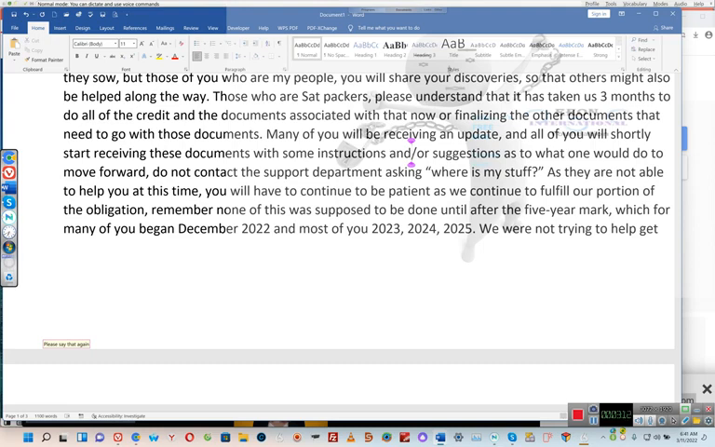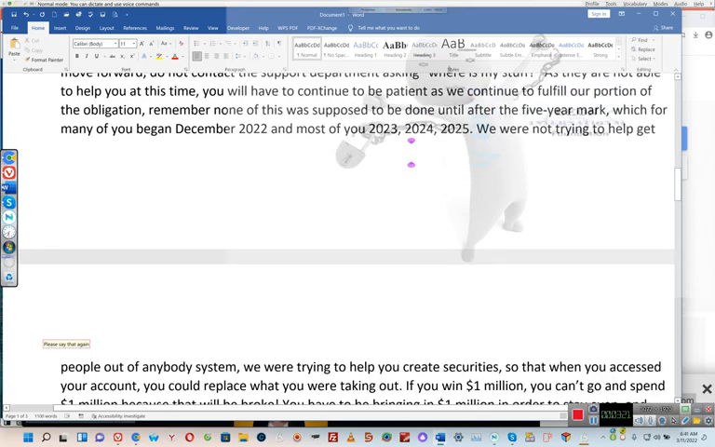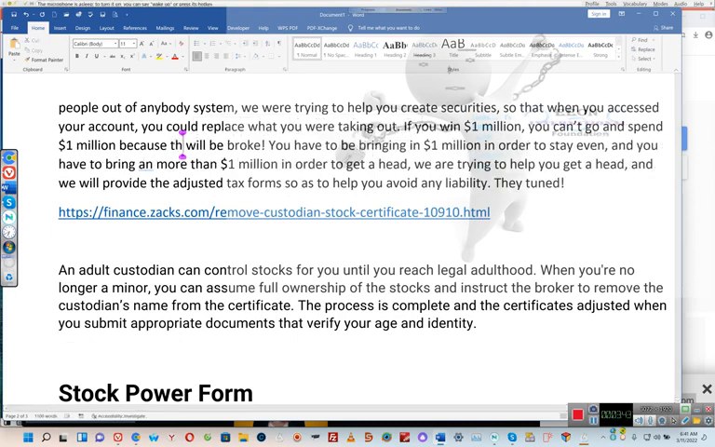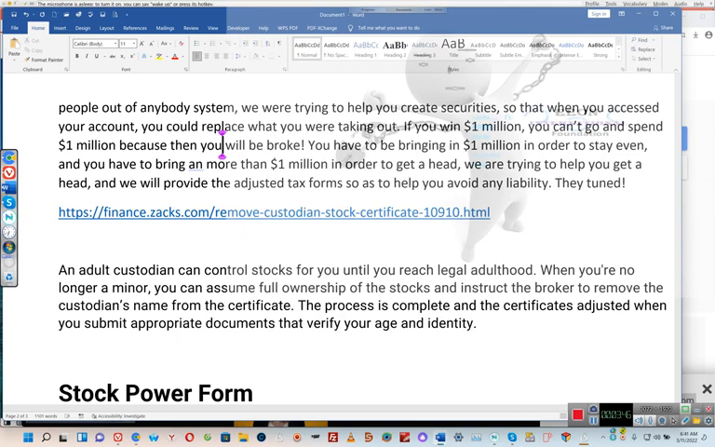You will have to continue to be patient as we continue to fulfill our portion of the obligation. Remember, none of this was supposed to be done until after the 5-year mark, which for many of you began December 2022, and most of you 2023, 2024, 2025. We were not trying to help get people out of anybody's system. We were trying to help you create securities, so that when you accessed your account, you could replace what you were taking out. If you win $1 million, you can't go and spend $1 million because that will be broke. You have to be bringing in $1 million in order to stay even, and you have to bring in more than $1 million in order to get ahead. We are trying to help you get ahead, and we will provide the adjusted tax forms so as to help you avoid any liability. Stay tuned.